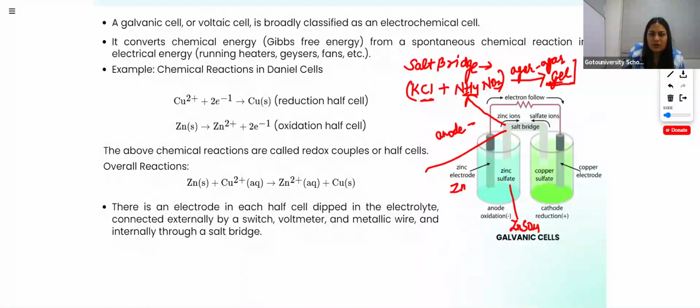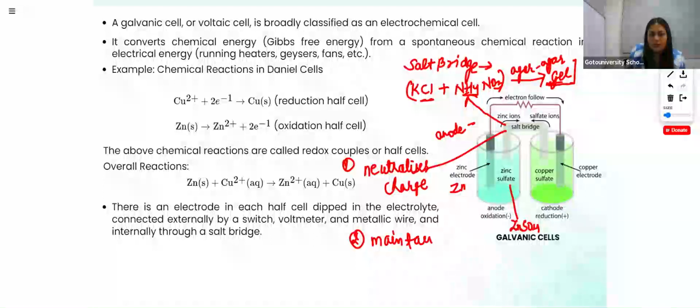So what is the function of this salt bridge? First, it neutralizes charge. It maintains balance of electrons between the two electrodes, so the reaction can take place smoothly.